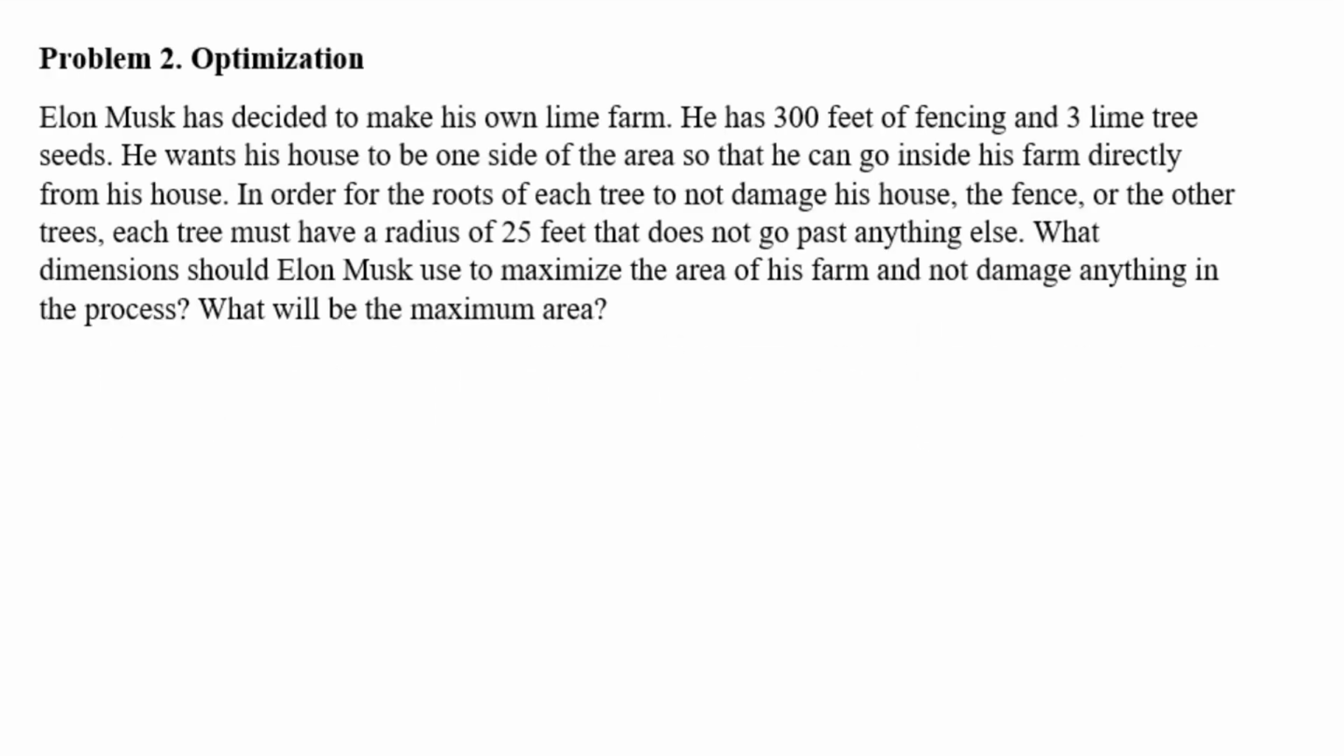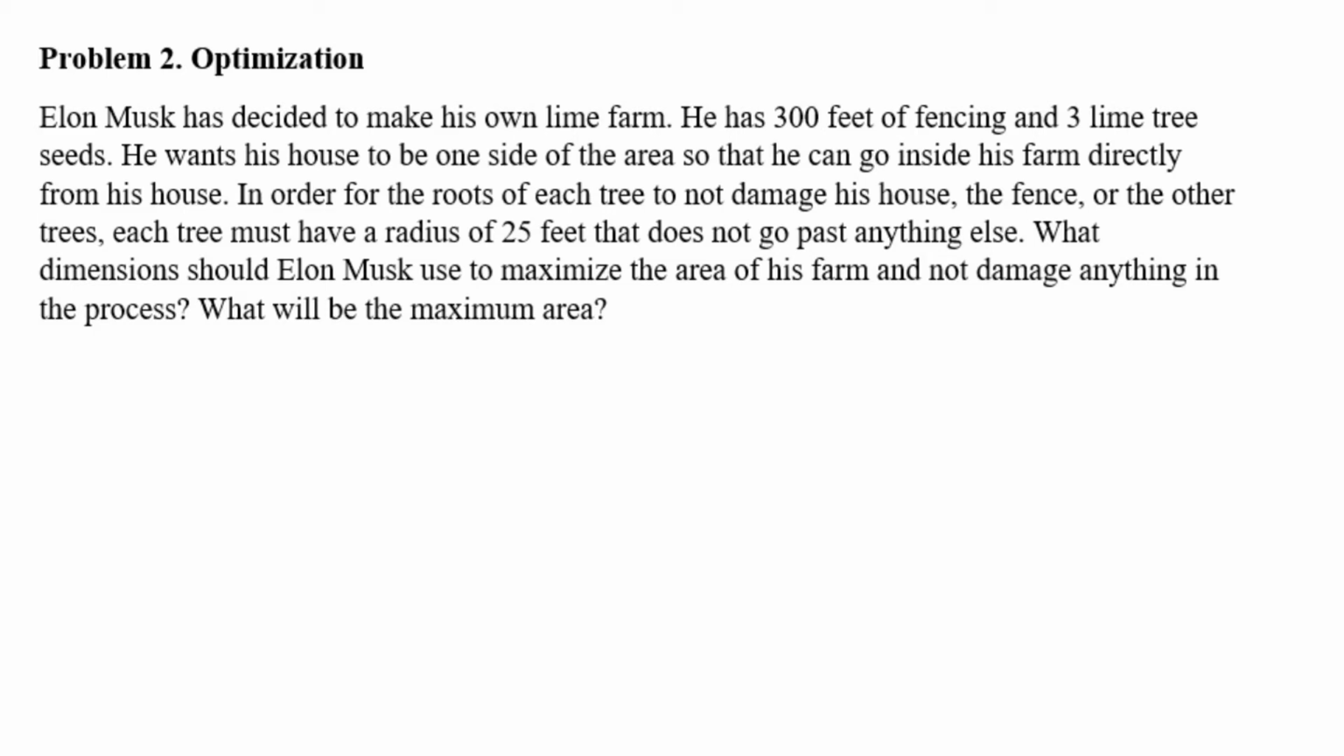Our second problem that we are going to do is going to go over optimization. Elon Musk has decided to make his own lime farm. He has 300 feet of fencing and 3 lime tree seeds. He wants his house to be one side of the area so that he can go inside his farm directly from the house.